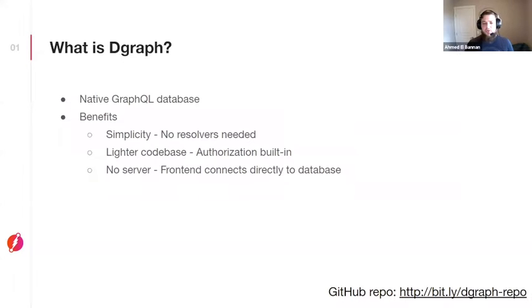For example, the to-do app up to this point has taken us about 10-15 minutes to build. It'll also result in a lighter code base because we don't need to handle authorization. It's already built into Dgraph. And it works in the whole serverless model. Our front end is going to directly talk to our database and directly talk to Auth0, with no API server in between.